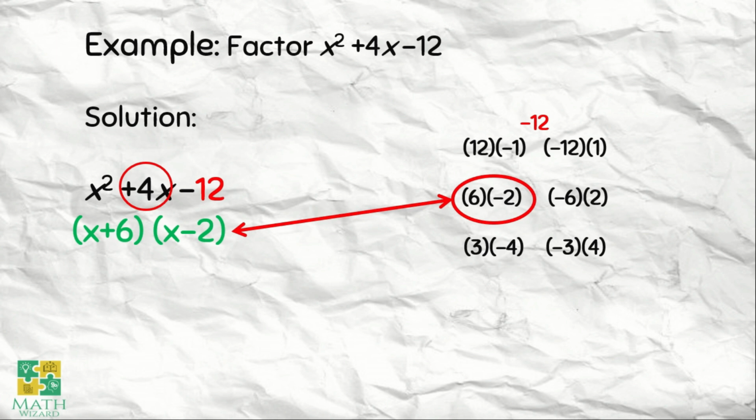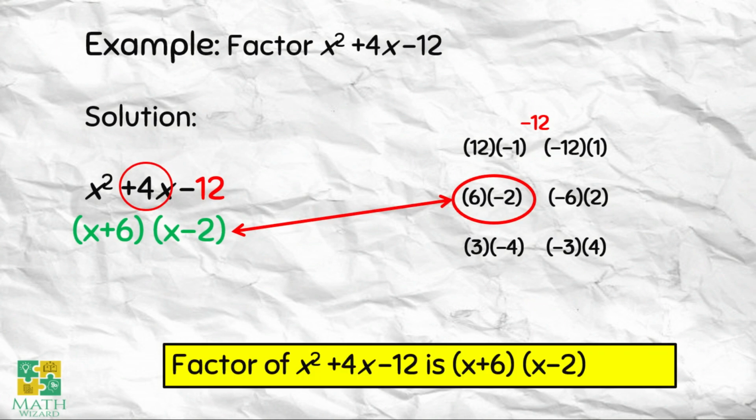After that, we put in parentheses. So we have x plus 6 and x minus 2. Kung ano yung sign, ganun din yung magiging sign niya sa parentheses. Okay? Therefore, that's it. That's the answer. The factor is x plus 6 times x minus 2.